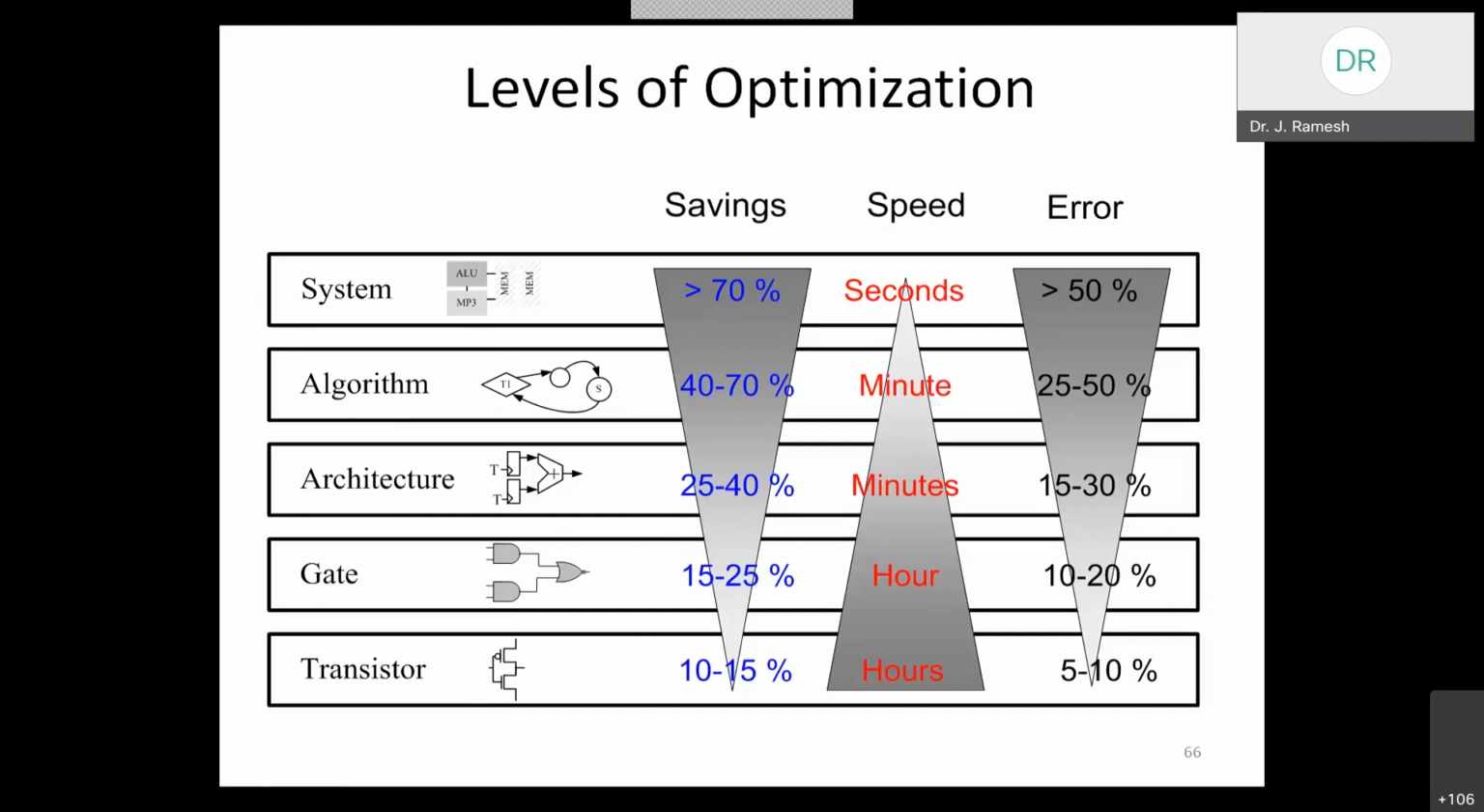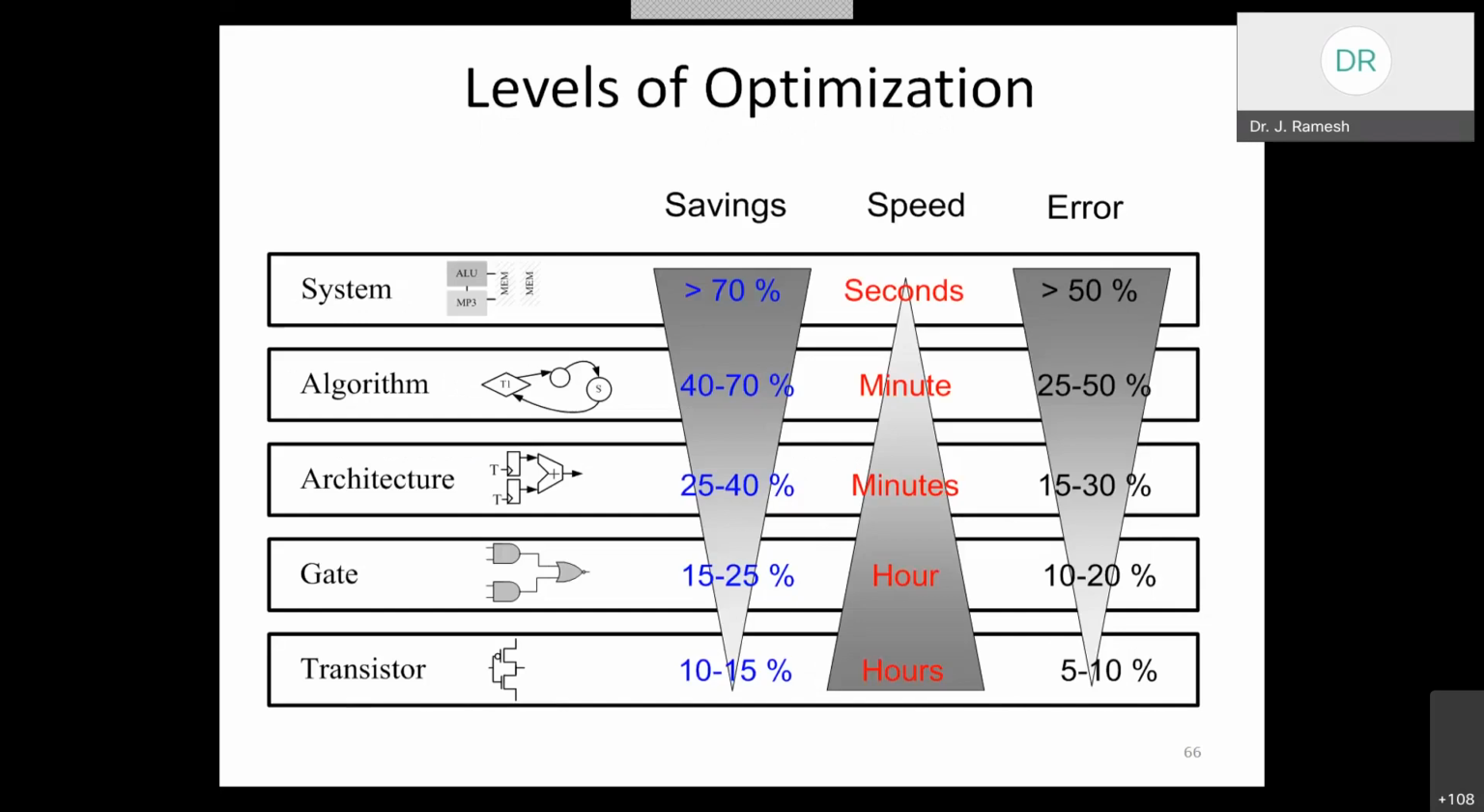Now we have seen the various levels of design abstraction and the advantages and disadvantages of performing the optimization or estimation at each of these levels. But how can we attempt the optimization at each of these levels? At the system level, we have certain techniques to perform in order to reduce the power.